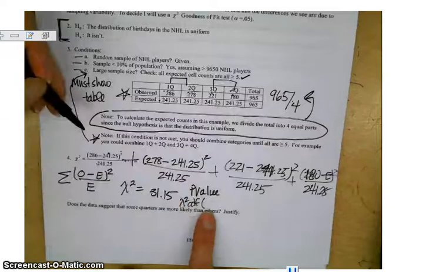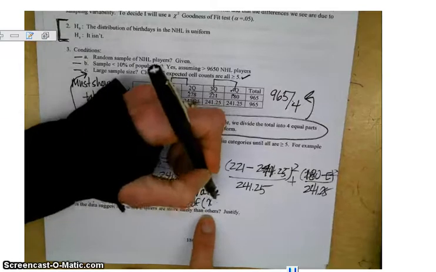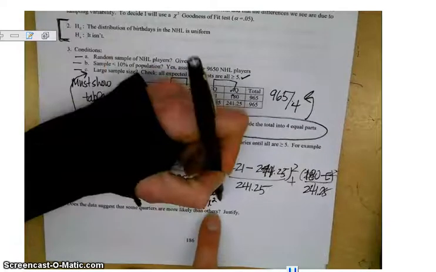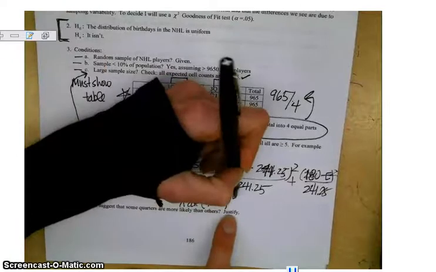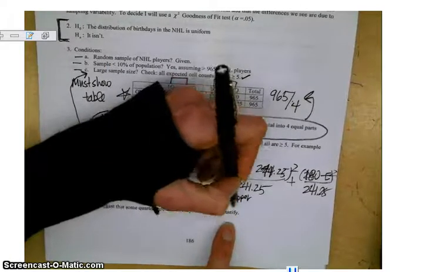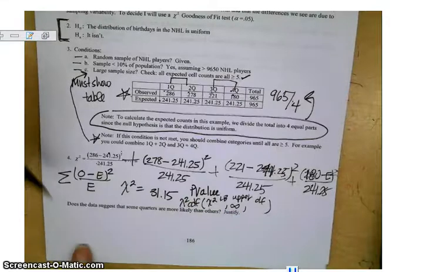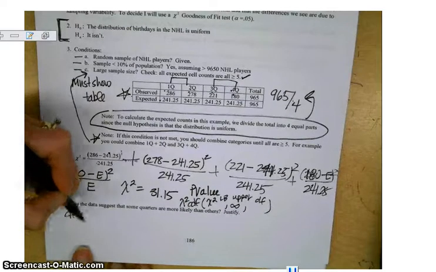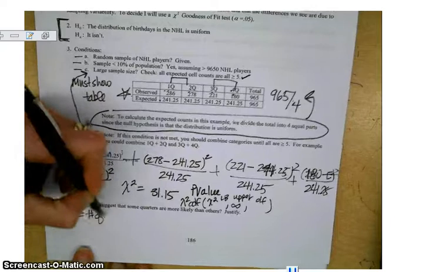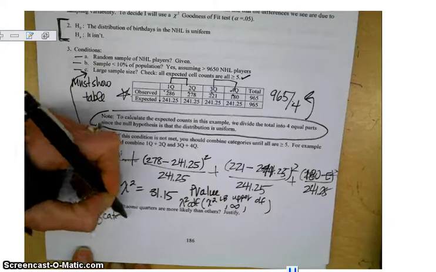First value you're going to type in is the chi-square value. That's the lower bound. The upper bound is infinity, 99999. And then the final value is your degrees of freedom. And the degrees of freedom for a chi-square test is the number of categories minus 1.